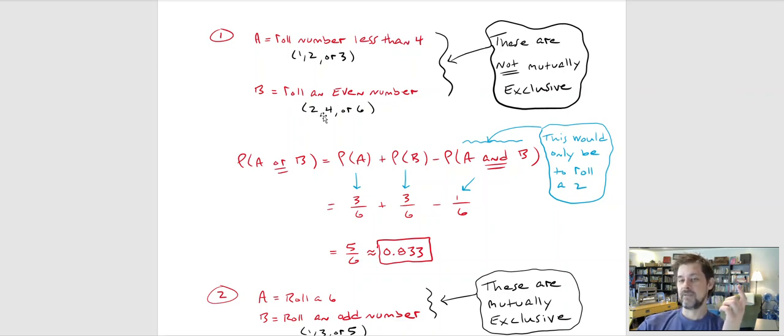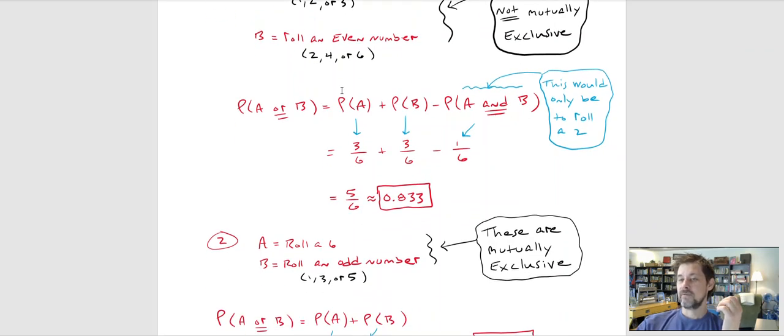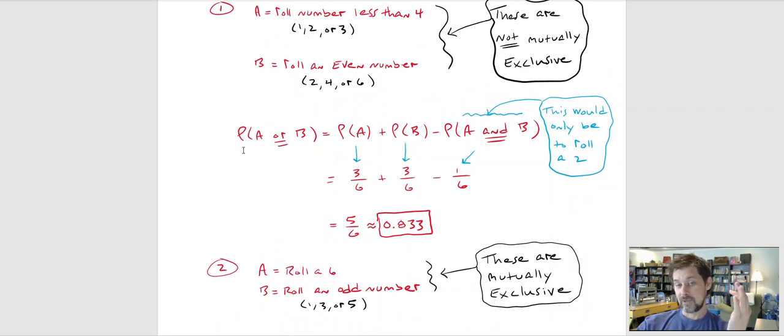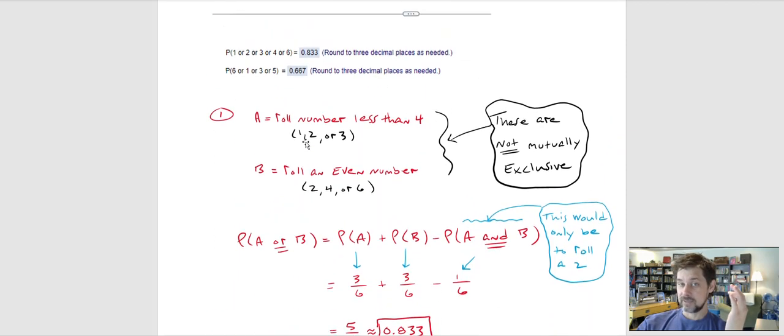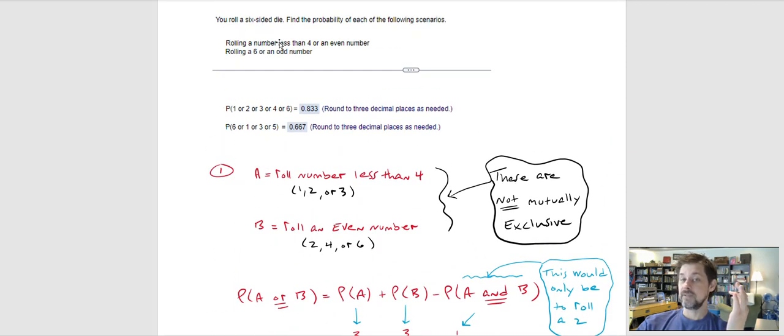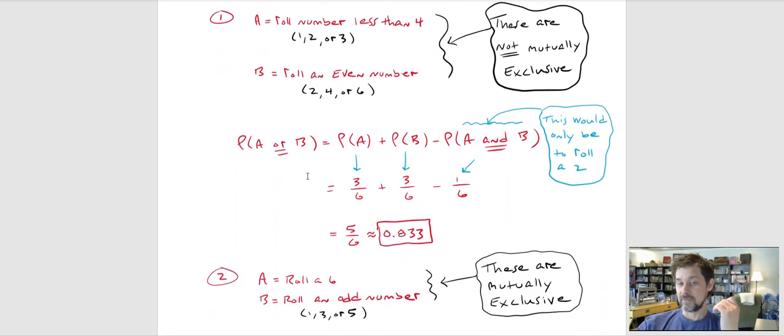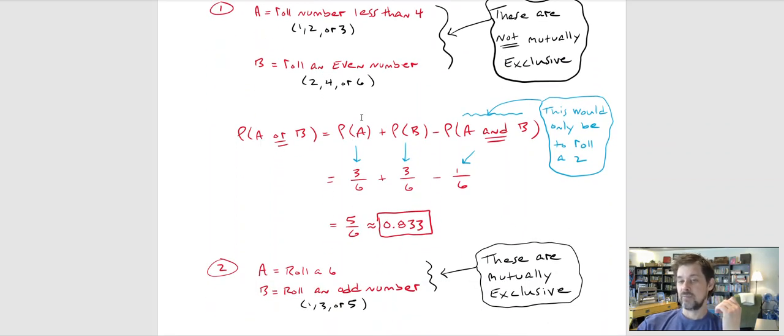They can both happen. So here's my formula for an OR probability in that case, the probability of A or B. Just like it said up there, what is the probability of rolling a number less than 4 or an even number? So that will be the probability of rolling a number less than 4.